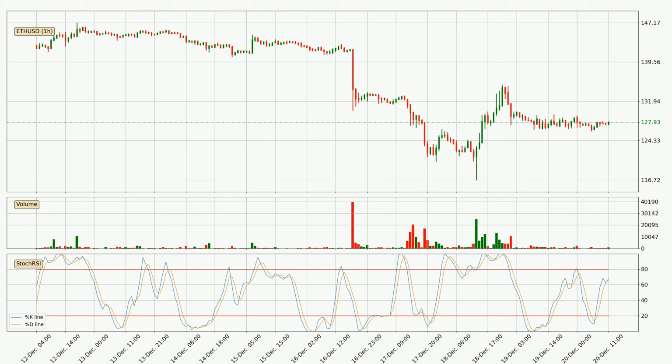Now looking at the current hourly stochastic RSI, there are no signs of the stochastic RSI being oversold or overbought at this time, but the %K line is over the %D line, which means the current trend is to the upside.